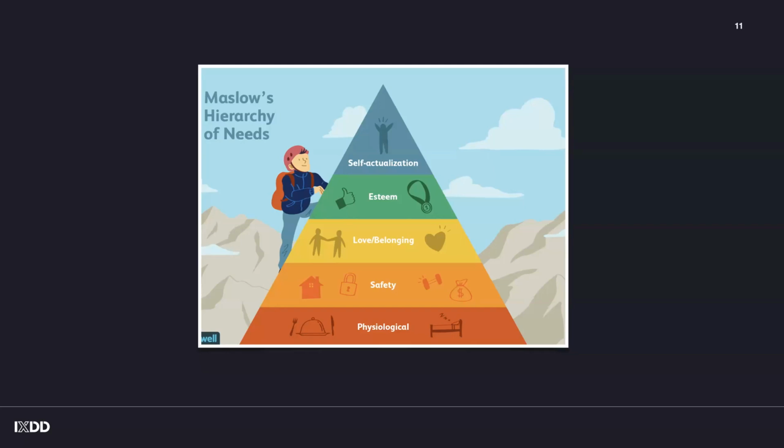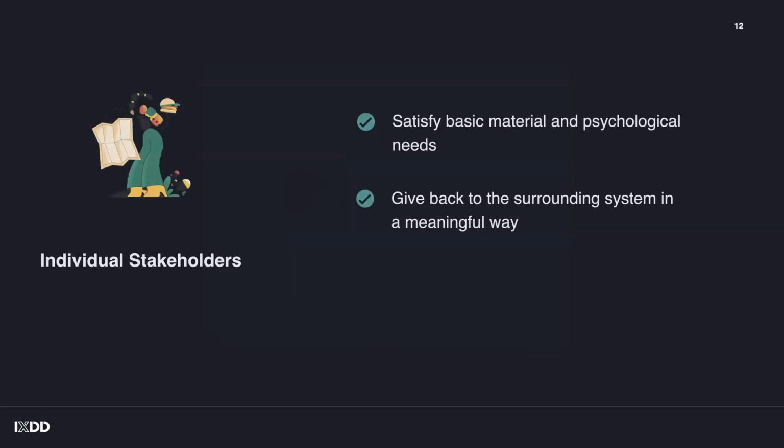So what we would like to do is to understand all of our entities in terms of basic survival needs and thriving needs. So we look at the bottom tier of the pyramid and the top tier of the pyramid, and we'll see how these needs pertain to the different entities and what we can do about fulfilling all these needs in harmony. So when we talk about individual stakeholders, it starts with your very basic material and psychological needs. As I said, we need to have food, we need to have shelter, we need to have health. And it's only when we satisfy these basic needs that we can think of something else, of higher level things. Once we do that, a thriving need is to give back to the surrounding system in a meaningful way. So these are our survival and thriving needs.